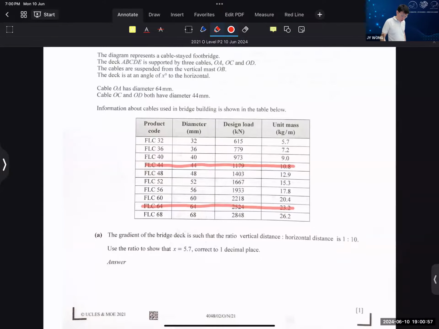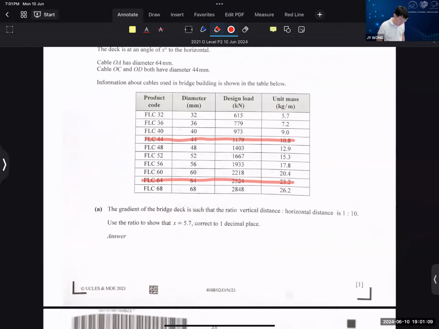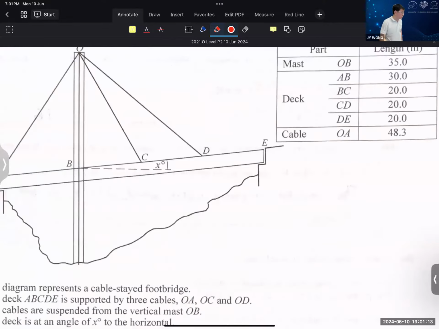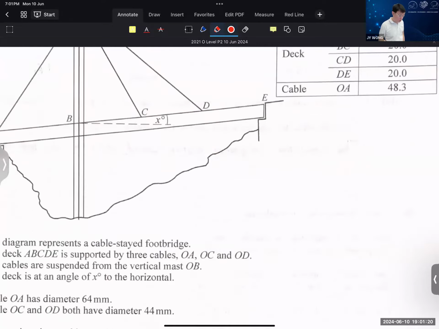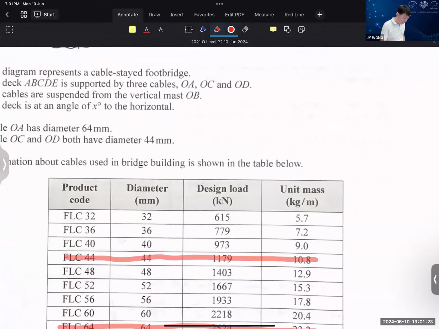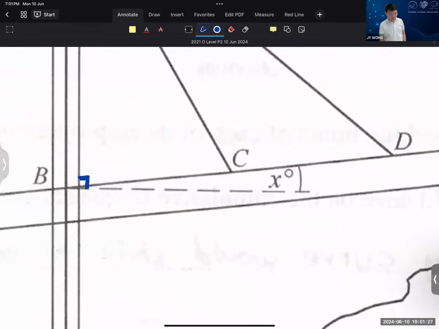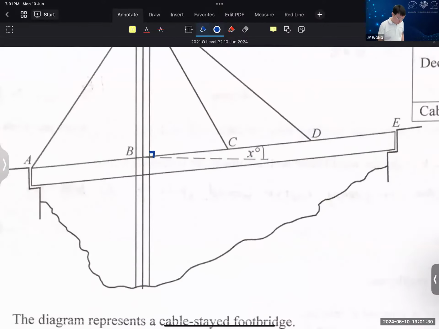The gradient of the bridge deck is such that the ratio of the vertical distance to the horizontal distance is 1 to 10. Use the ratio to show that x equals 5.7, correct to 1 dp. Now, horizontal, vertical, horizon, what does that mean? It's trigonometry. Anytime you see horizon, you're looking at a perpendicular. In other words, this part here is a perpendicular. That's why they tell you it's a horizon or horizontal. That means you're looking at this as a right angle.